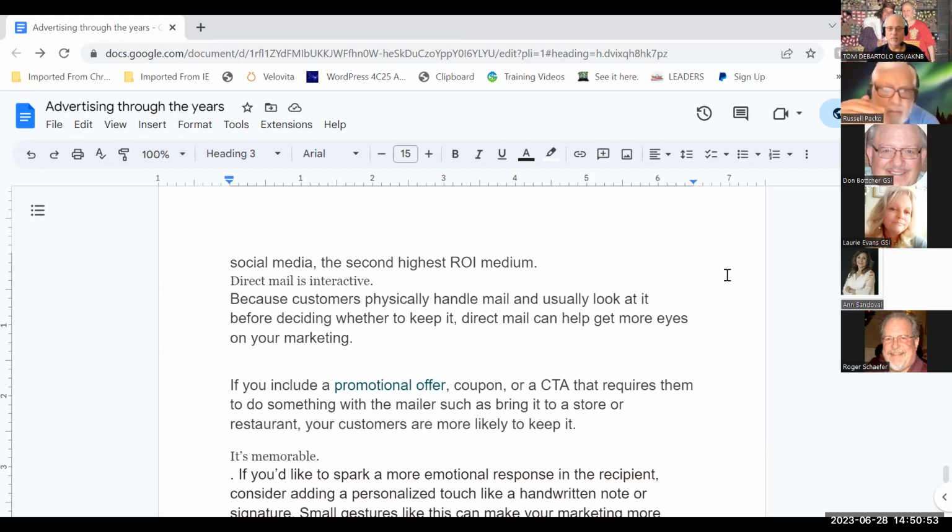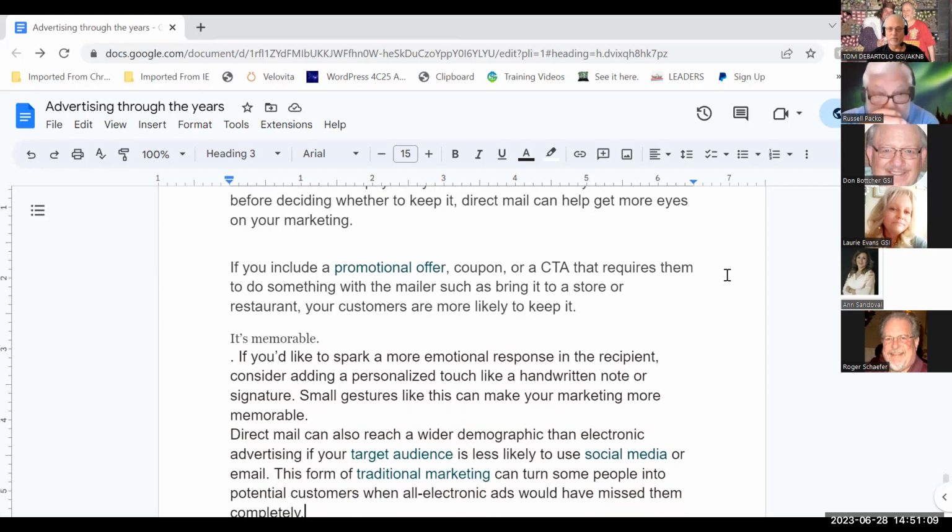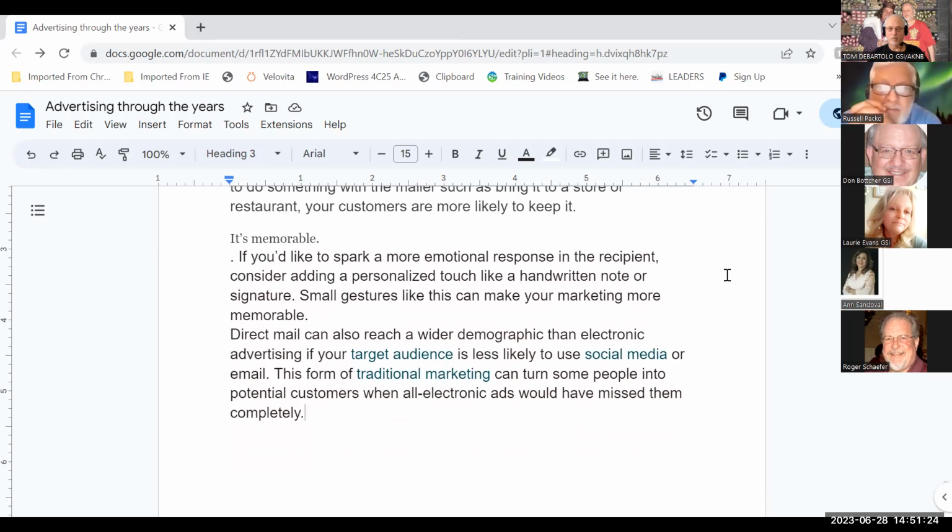Customers physically handle mail and usually look at it. And then they decide to keep it, throw it away, trash it, whatever they're going to do. But it seems like it always gets more eyes because you actually have to handle it. If you include a promotional offer, coupon, or call to action that requires them to do something with the mailer, such as bring it to a store or restaurant, your customers are more likely to keep it. It's memorable. If you'd like to spark a more emotional response in a recipient, consider adding a personalized touch like a handwritten note or signature.